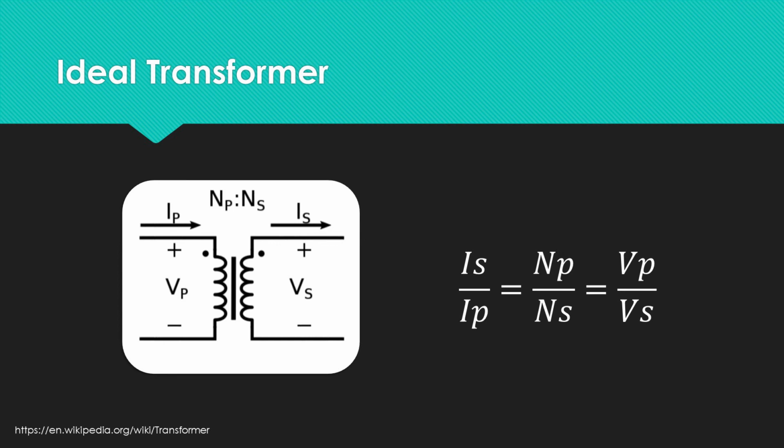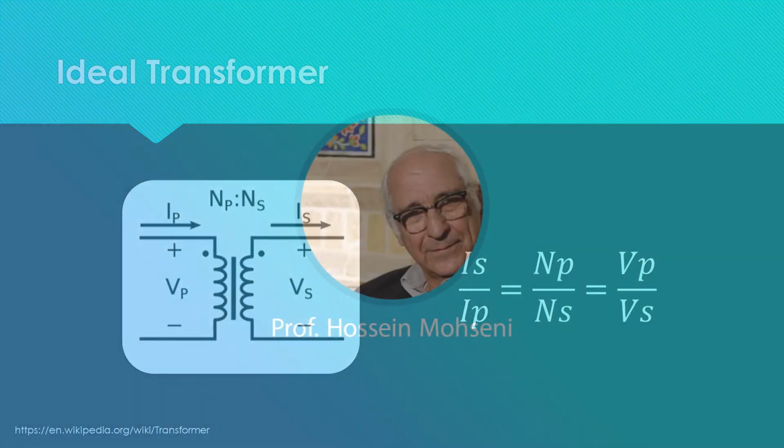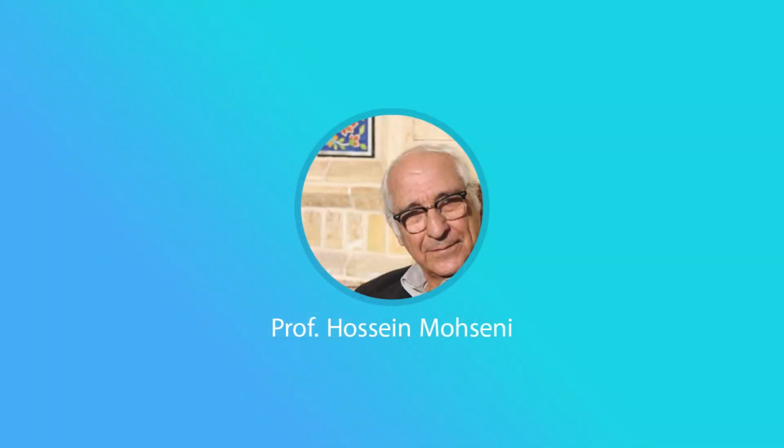The formula of an ideal transformer is shown. In our test setup, we used a transformer in which the secondary voltage is 10 times smaller than the primary and the secondary current is 10 times bigger than the primary. In this way, we can make sure that the small current drained from the line power doesn't exceed the maximum value. Special thanks to Professor Mohseni, great master of Tehran University, because he helped and let us record these videos.